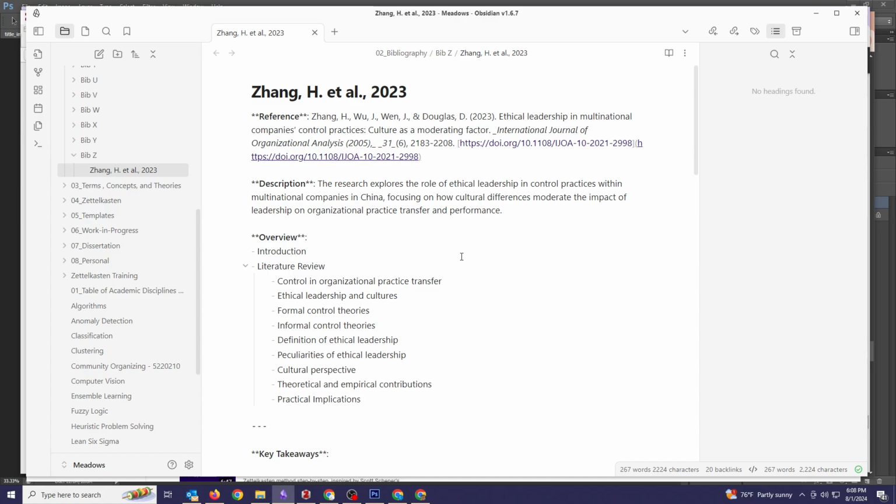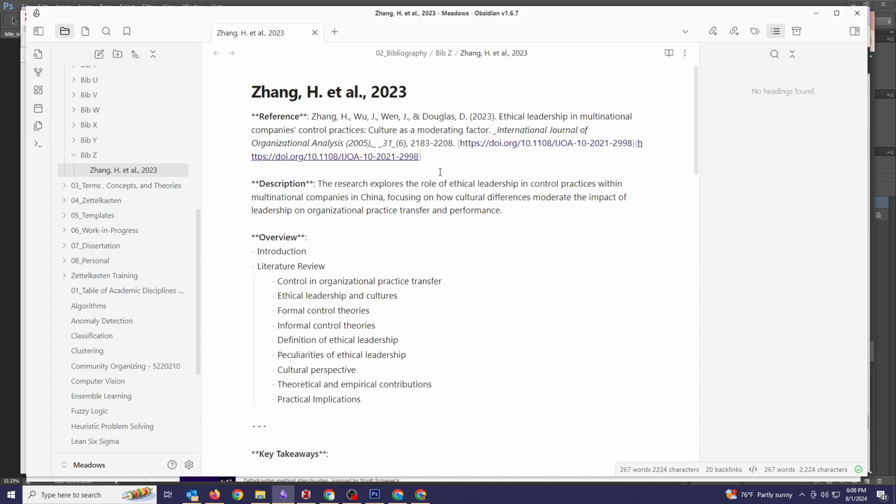And if I go to my card now, you can see that each of those items that I highlighted in green, I had put in here on my card in the overview. So I've got my introduction, I've got that it was a literature review. As part of that literature review, they were looking at control and organizational practice transfer. That was something that we had noted as part of our overall description because they referenced it twice within their abstract. Ethical leadership and cultures, that ties right into the main topic of the research article.